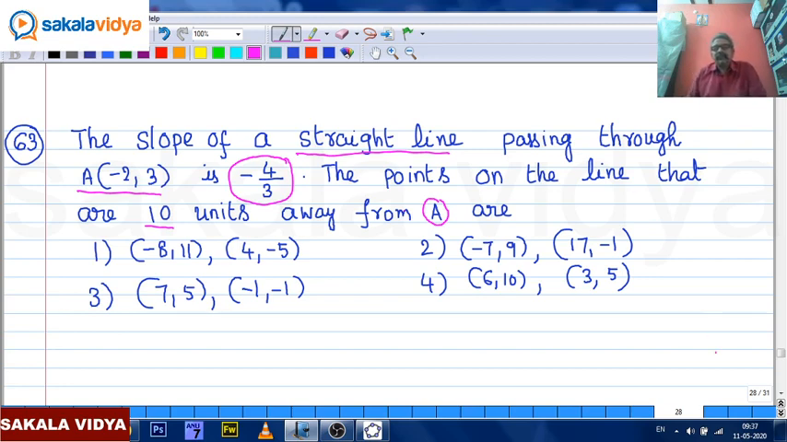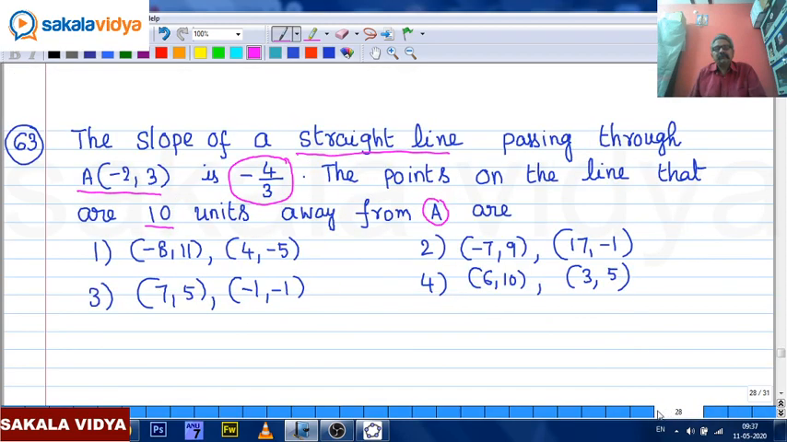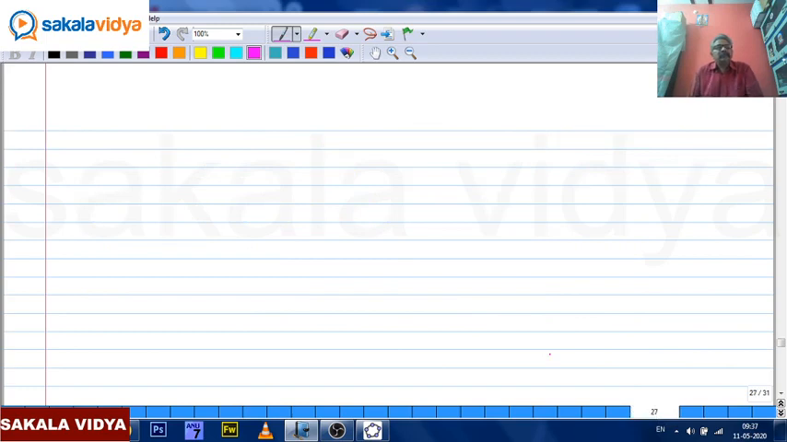So let us move to the next page. 63rd solution. First take a triangle.